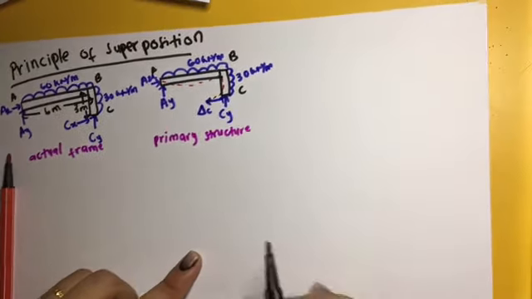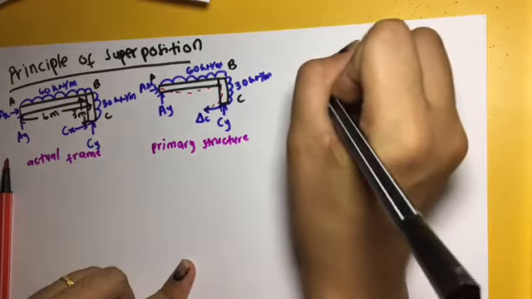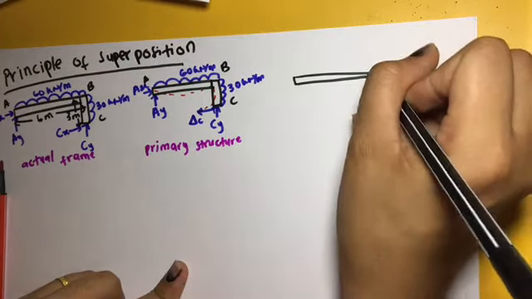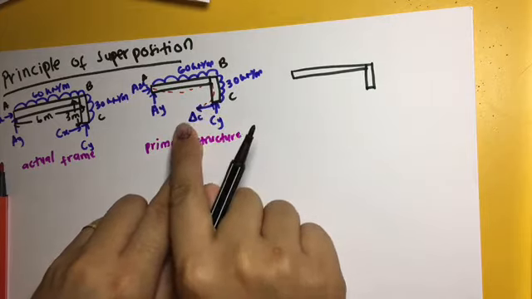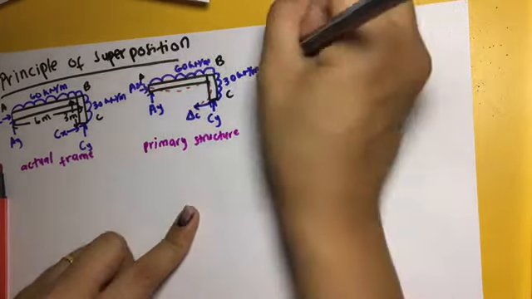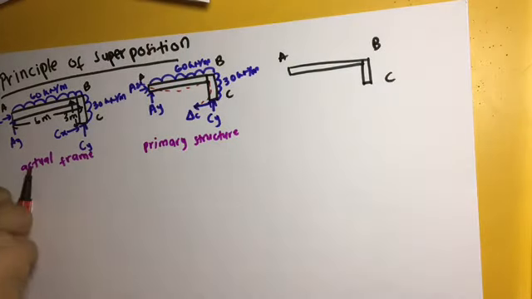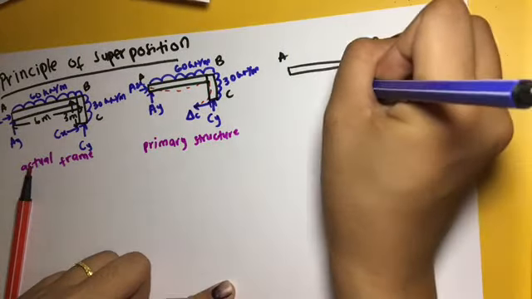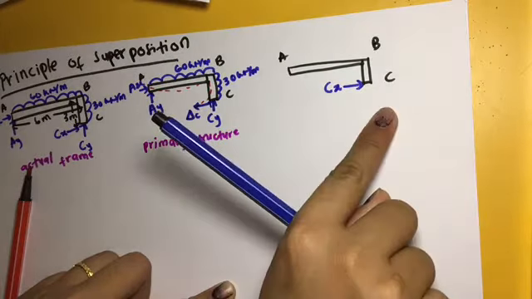Okay, and then we're going to draw another free body diagram, and we are going to reapply the redundant that we took away. So we took away CX, right? So we're going to apply it again here. So I'm drawing A, B, and C, and we have CX here. We apply it again.